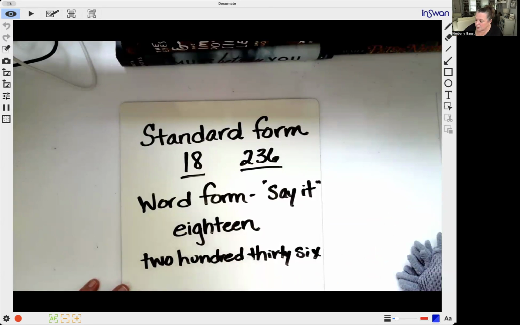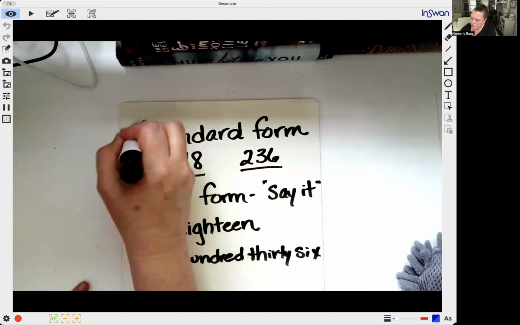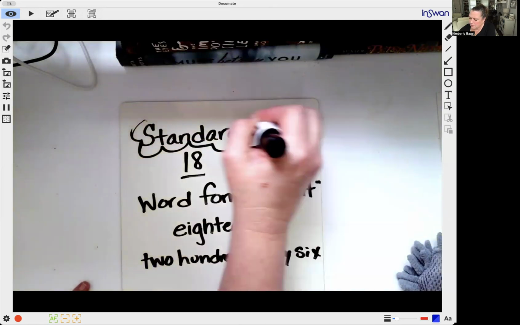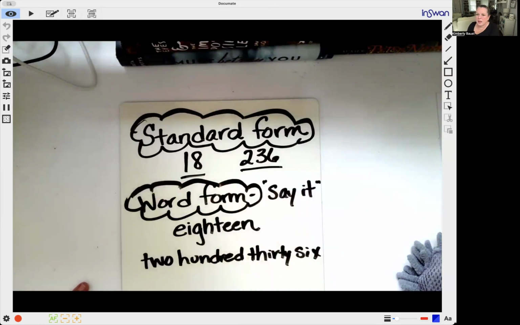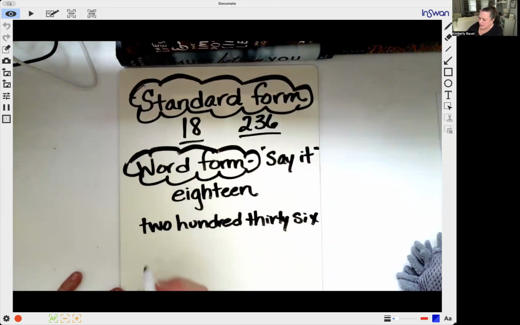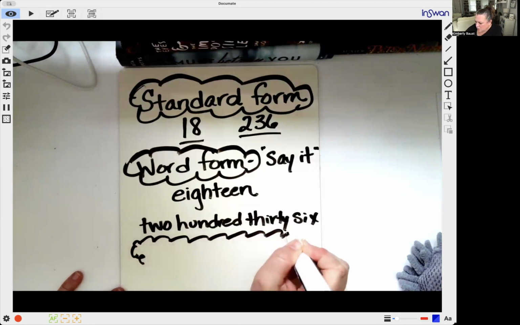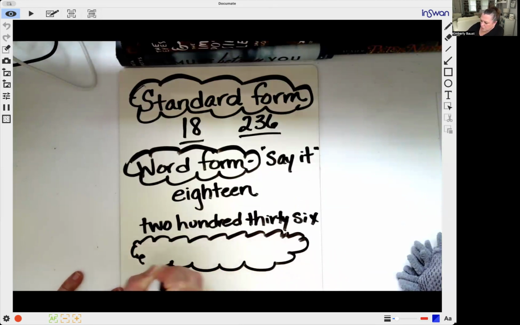If you say 236 in math, "and" actually means decimal. So we don't want to add a decimal there. Okay. So you have standard form. You have word form. And then you have expanded form. Now, why I thought I could draw the cute little thing before I wrote it, I have no idea.